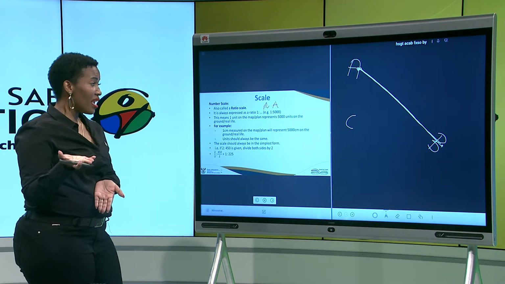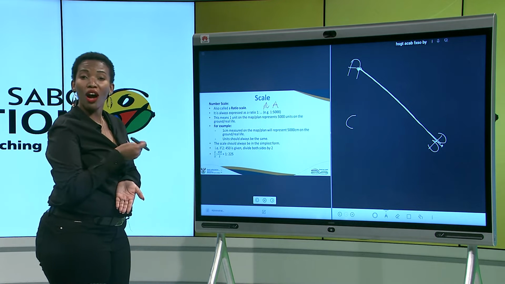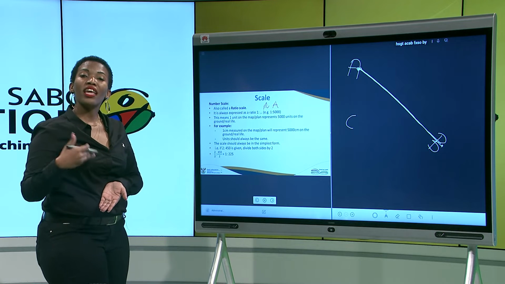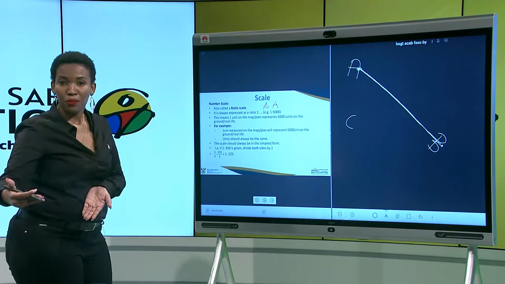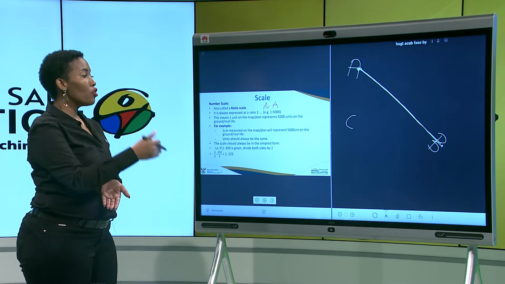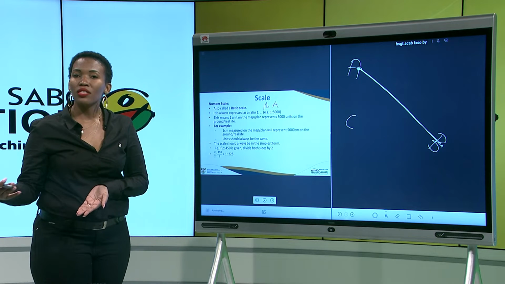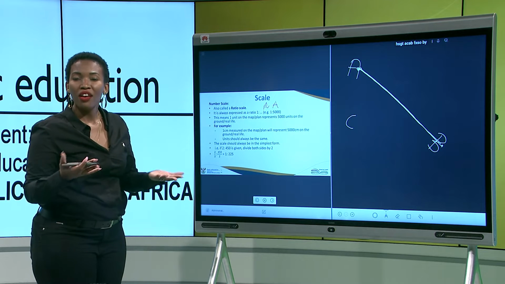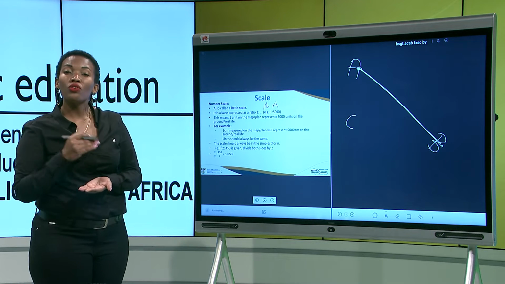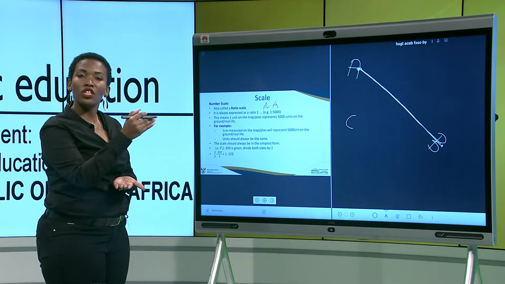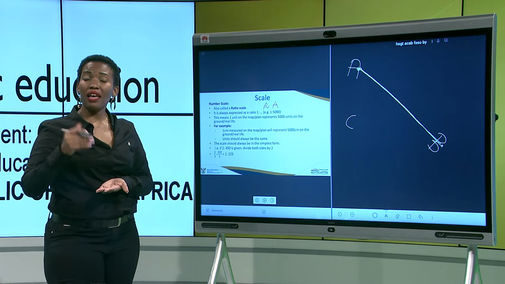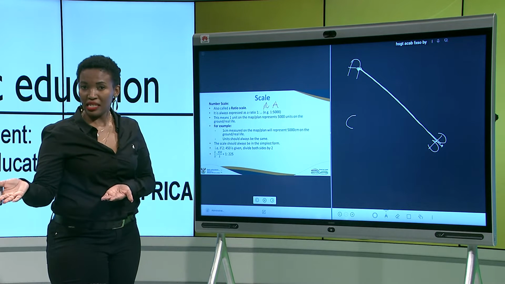The common mistake that learners make, they would know how to explain the scale, but they don't explain it thoroughly. A learner would say 1 unit represents 5,000 units. 1 unit where? 5,000 units where? So you need to be specific that it is 1 unit on the map represents 5,000 units in reality.